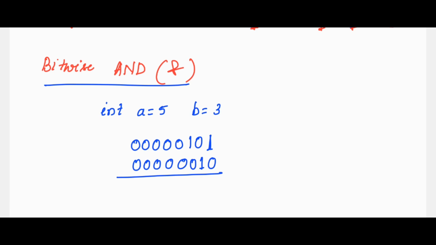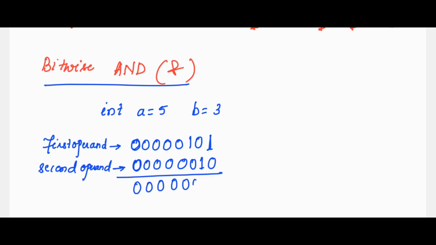The bitwise AND operator compares each bit of its first operand. This is the first operand. Compares each bit of its first operand with the corresponding bit of its second operand. If both the bits are ones, the corresponding bit in the result is 1 and the result is 0 otherwise. 0 0 0 0 0 0 0 1, it is 0, 1 and 0, 0. So the result is 0.